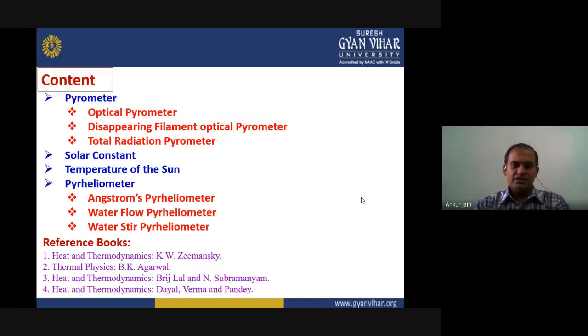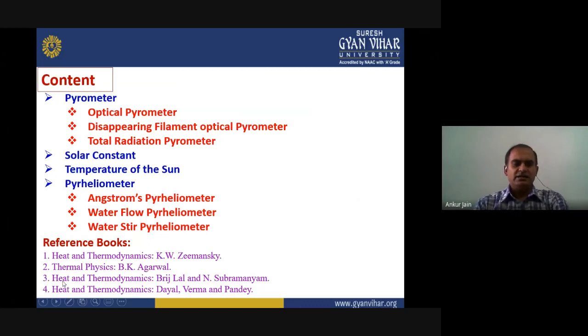The content of today's lecture is divided into several topics. The first topic is related to pyrometer, and this is further divided into a subtopic, that is optical pyrometer. Optical pyrometer is of the type disappearing filament optical pyrometer. Then the second type of pyrometer is the total radiation pyrometer. Then we will learn about the solar constant. We will see how to measure the temperature of the sun. And finally, we will learn about pyrheliometer, and there are again subtopics: Angstrom pyrheliometer, water flow pyrheliometer, and water stir pyrheliometer.